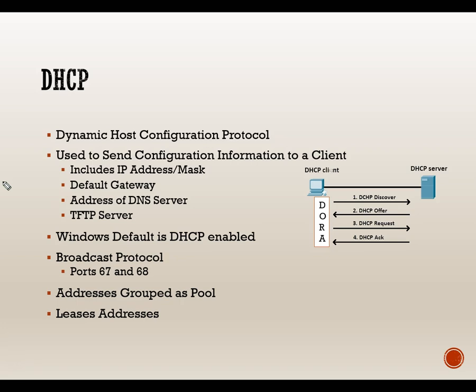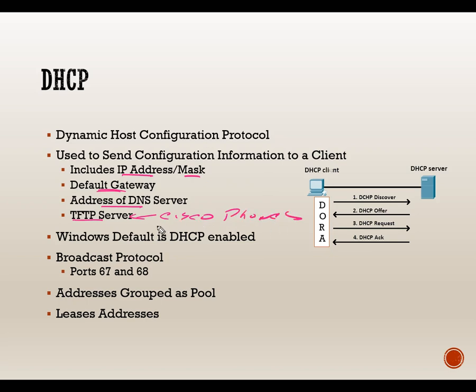Used to send the configuration information to a client. The client typically going to be a workstation, a computer. The information that it sends includes the IP address, the subnet mask, the default gateway so that we can get out of the network, the address of the DNS server so that we can resolve things, and maybe a TFTP server. TFTP server is going to be important in Cisco for configurations and Cisco phones to get their configuration information.